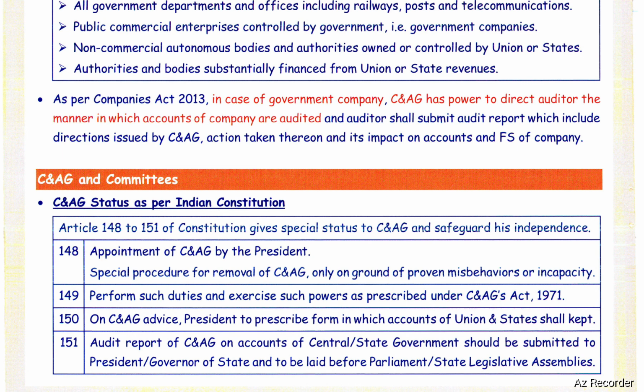Article number 150, CAG advises President to prescribe form in which accounts of the union and state shall be kept. Article number 151, audit report of CAG and accounts of central government or state government should be submitted to President or Governor of the state and to be laid before Parliament or state legislative assemblies.